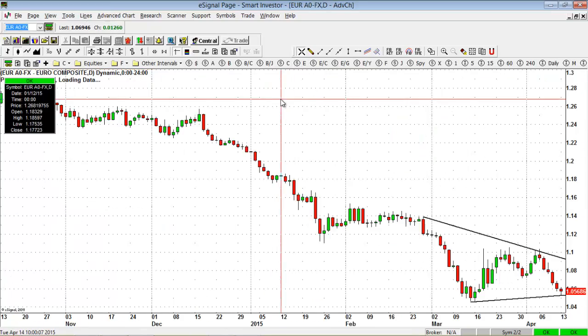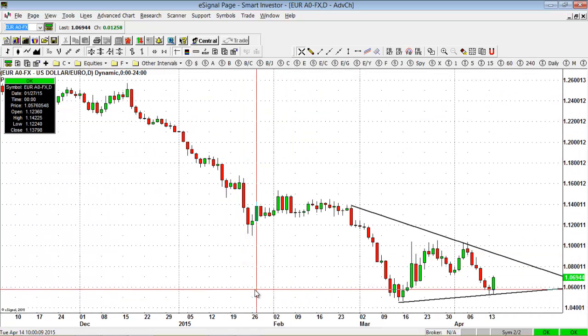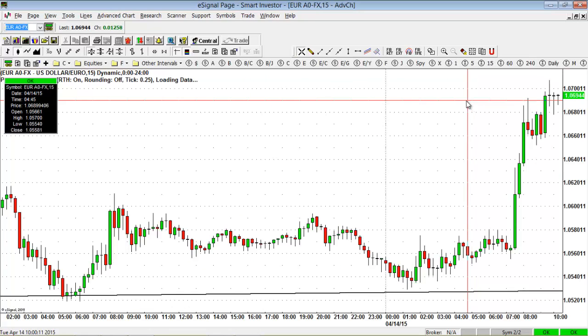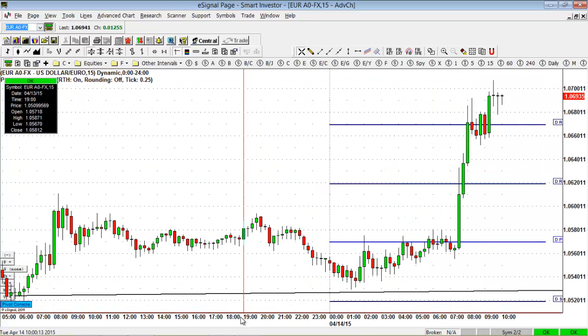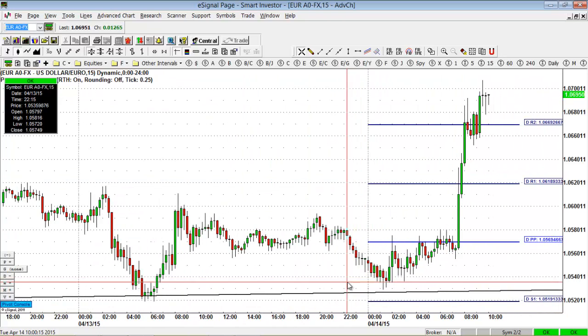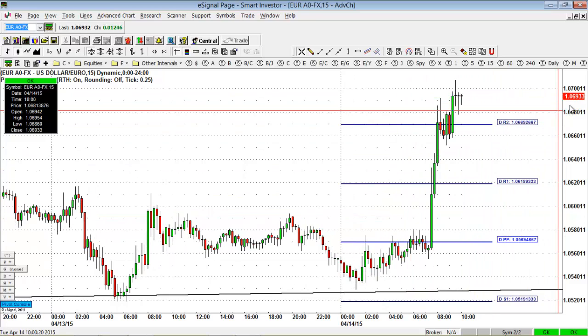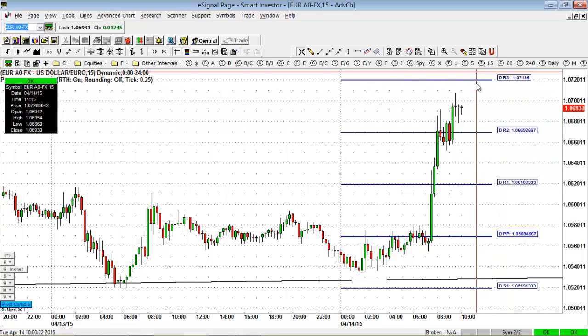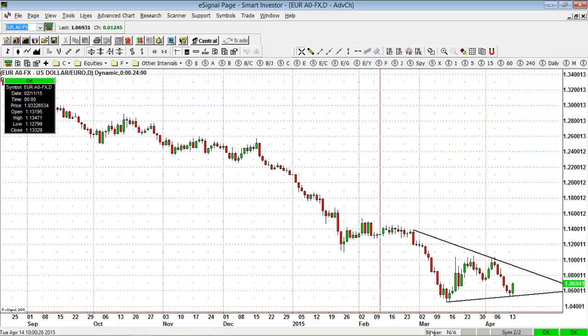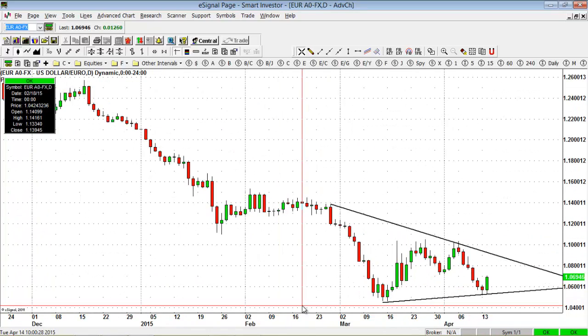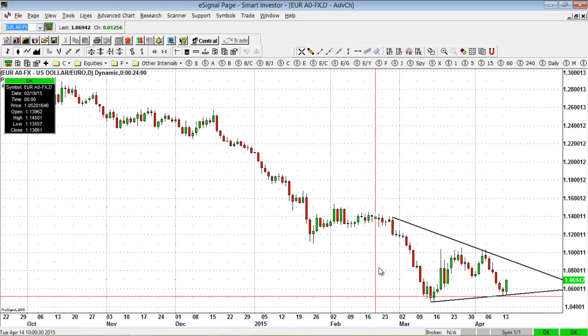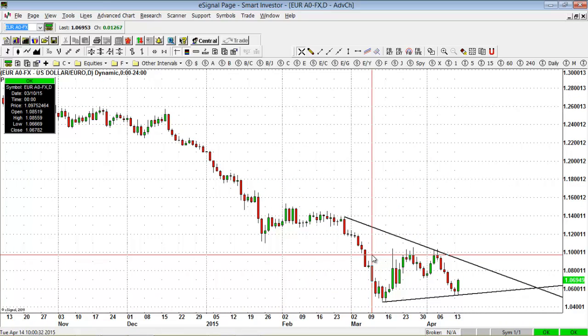pairs. For example, the euro, the market bounced this morning, bouncing out of just above the daily S1 and is currently above the daily R2. It may even go as high as the daily R3. But the broader picture that we're seeing is that the market is in a consolidation, a triangular consolidation here.